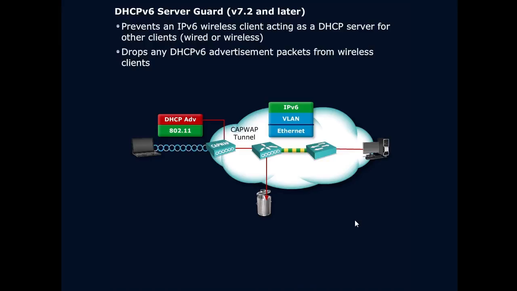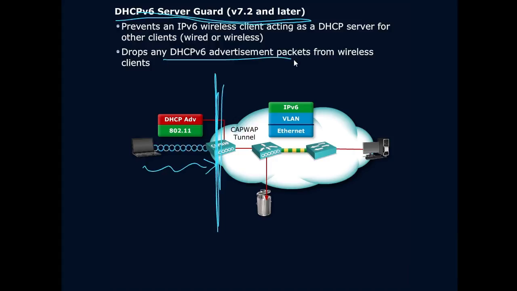So what other security features do we have available? We also have DHCPv6 server guard. And what this does is it prevents an IPv6 client from acting like a DHCP server. So again, we're going to put up kind of a wall here. And if we see any DHCP traffic coming up from a wireless client, that is going to be dropped immediately. Any DHCPv6 advertisement packets are going to be dropped from clients. So again, one of those features protecting our addressing, protecting other information.